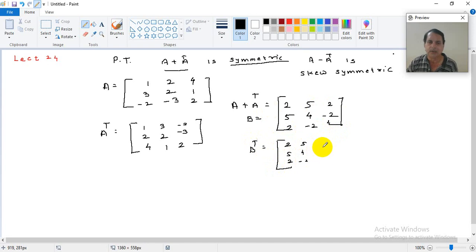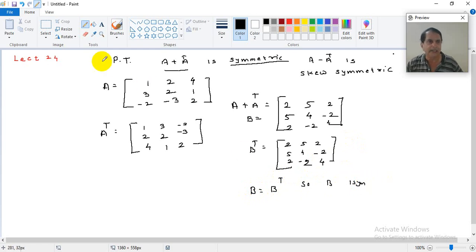Transpose means you convert this third row into a third column. So it will be 2, minus 2 and 4. You can see now 2, 5, 2 here, and here also 2, 5, 2. Then 5, 4, minus 2, here also 5, 4, minus 2. Here 2, minus 2, 4, here also 2, minus 2, 4. So what I get is B is equal to B transpose. So B is a symmetric matrix.